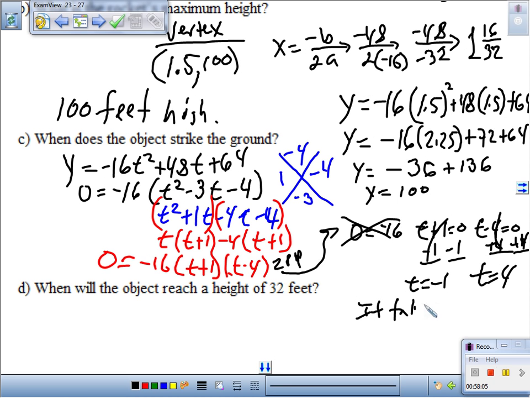It takes 4 seconds to hit or to strike the ground. All right.